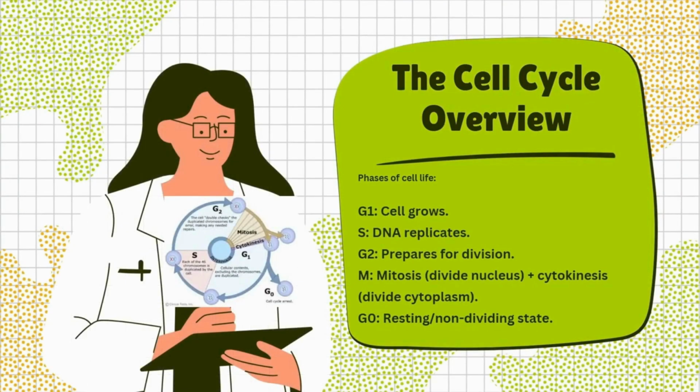Now let's talk about the cell cycle. Basically, how cells grow and divide. It goes like this. G1 is where the cell grows. S phase is where DNA replicates. G2 is prep time for division. M phase is mitosis, where the nucleus divides, followed by cytokinesis, where the cytoplasm splits. And some cells are in G0, which is a resting phase.